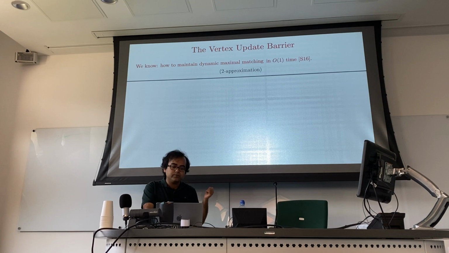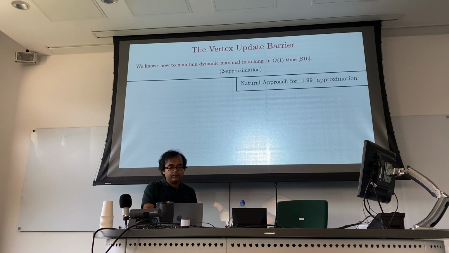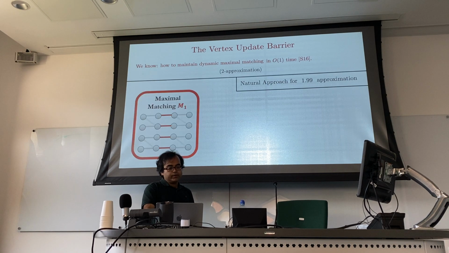We know how to get 2 approximation in polylog time already. What is the most natural approach for getting slightly better than 2 approximation? The most natural approach is this. I will first maintain a maximal matching, which I already know how to maintain. Then I will try to augment this maximal matching by maintaining another matching, and by using just length 3 augmenting paths if needed.